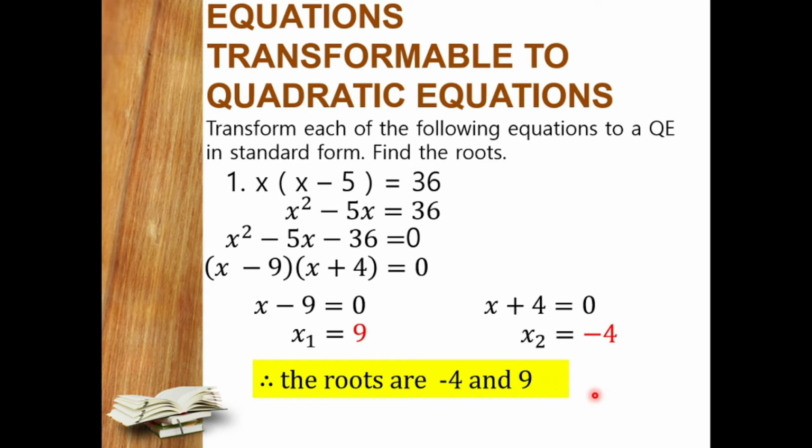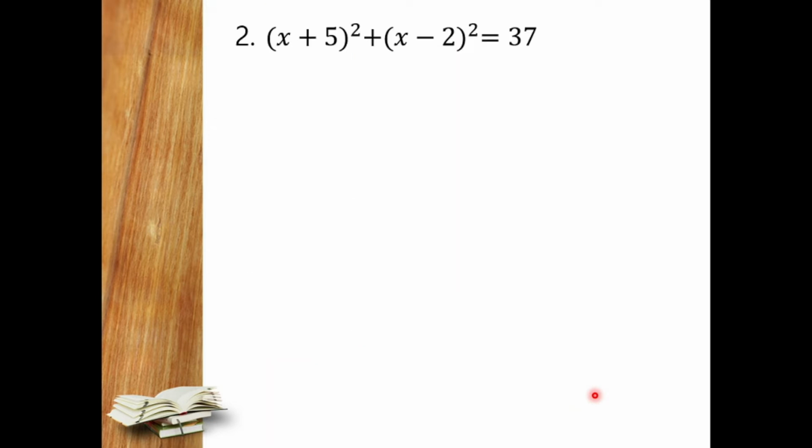Okay, next we have the square of x plus 5 plus the square of x minus 2 is equal to 37. So how are we going to solve for the roots?